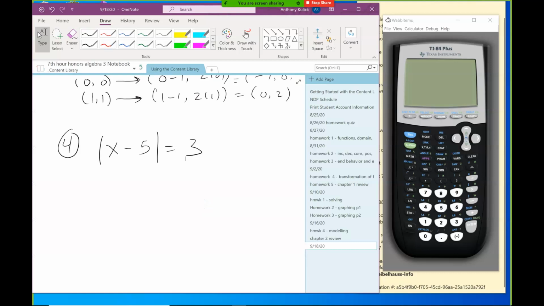The first thing we want to do is to isolate the absolute value. It's already isolated, right? There's nothing that we need to do, so we can go straight to the split. So the first split, all I do is drop the absolute values. And the second split, I drop the absolute values and negate the right-hand side. And then I just solve each of these two separately. So I add 5 to both sides, and then I add 5 to both sides.